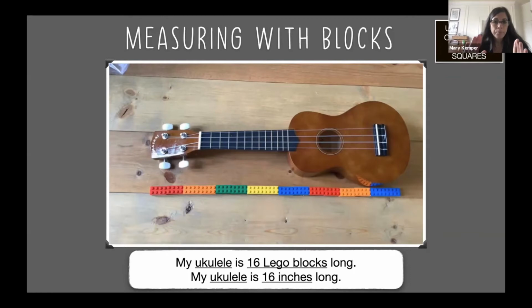I grabbed Lego blocks, and this is an image, but I did it in a stop motion animation so you could see me putting the Lego blocks down one at a time. My ukulele is 16 Lego blocks long, and since I was instructed to use approximate 1-inch blocks, I said that my ukulele is 16 inches long.